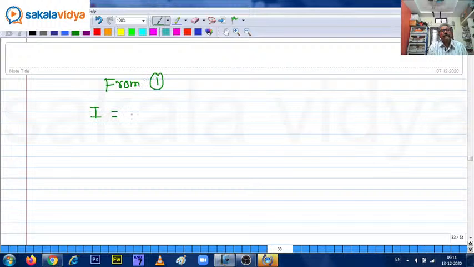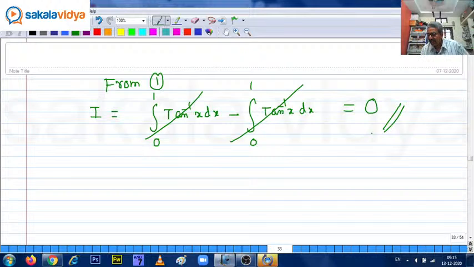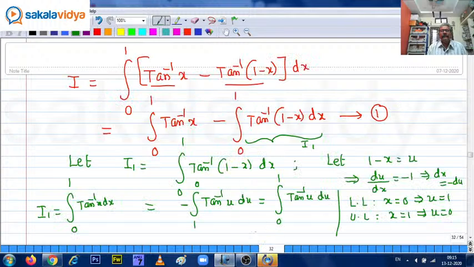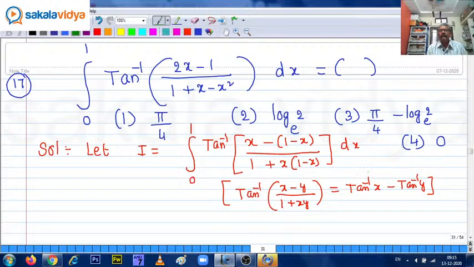So I equals integral 0 to 1 tan inverse x dx minus, with this replaced, integral 0 to 1 tan inverse x dx. Both are the same and get cancelled. So the answer is 0. The desired value is 0. The fourth option is the right option.